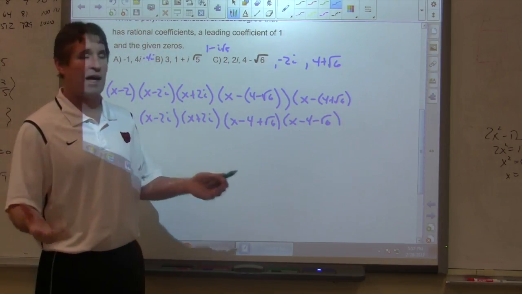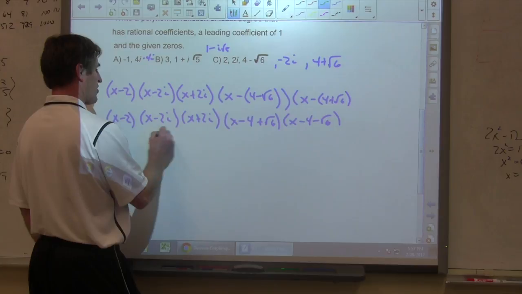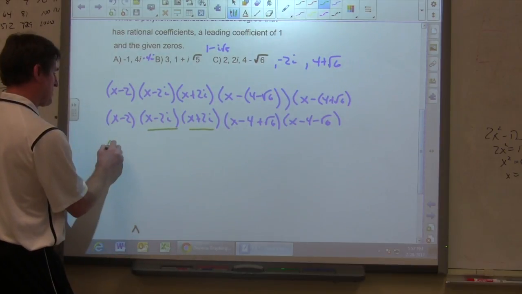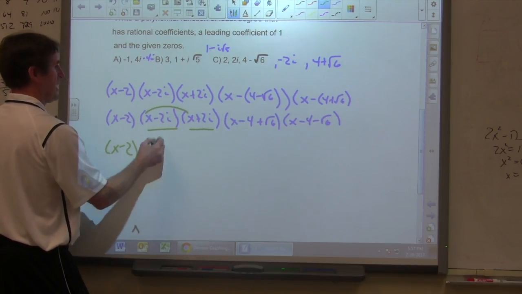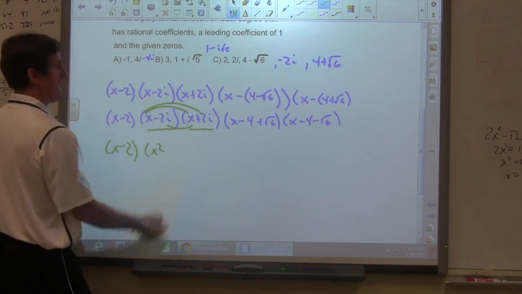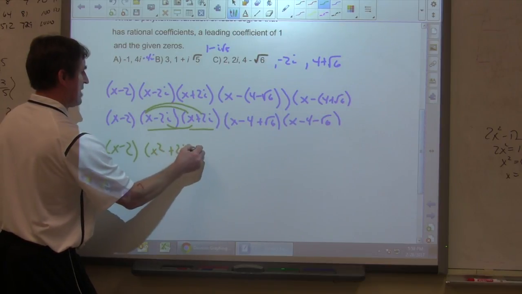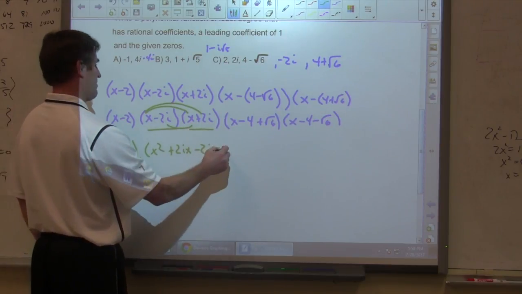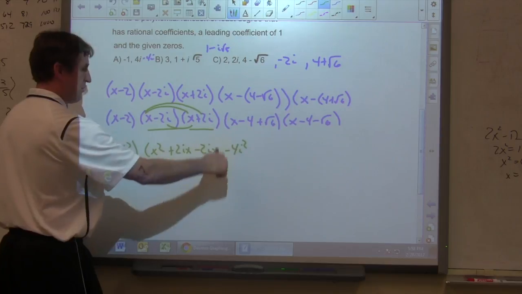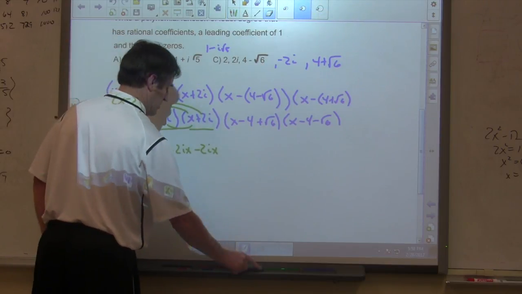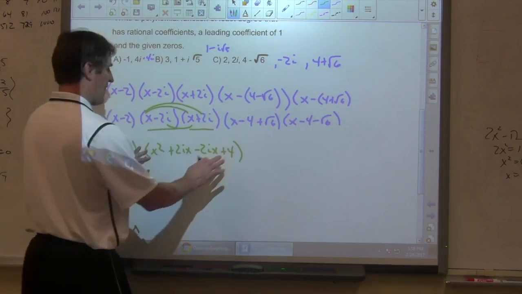So again, it's not hard, it's time consuming. So again, you want to multiply the conjugates together first. So these are conjugates, I would multiply those together, so I'm going to keep this x minus 2. And so when I multiply this, I get x times x is x squared. Then I get a positive 2ix and a negative 2ix. We're going to cancel those. Okay, I'll go ahead and write that down. Plus 2ix and then minus 2ix. And then we get minus, now it's going to be minus 4i squared, but i squared is negative 1, so this becomes a plus 4.